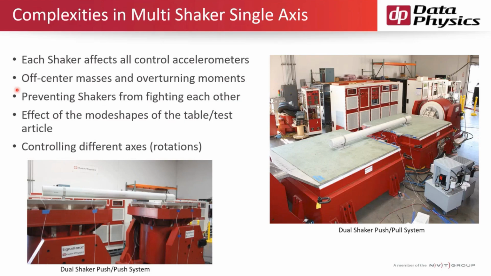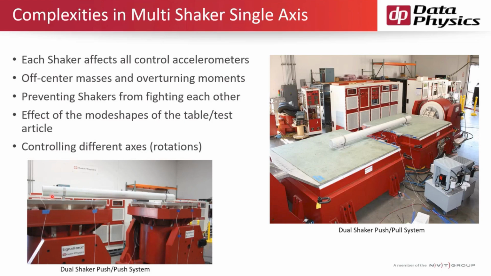So, some of the complications in a multi-shaker single-axis test. The first complication is that each shaker is going to affect all of your control accelerometers. A common configuration is a push-push configuration, shown here in the bottom left, where both shakers are in the vertical, and you have a slip table or a head expander mounted across both shakers, or in this case, your test article strapped across both shakers, test article represented by a simple plastic pipe here.